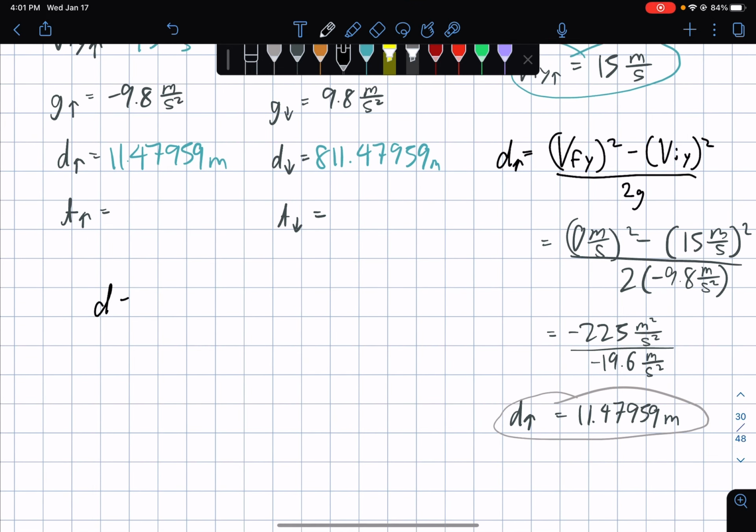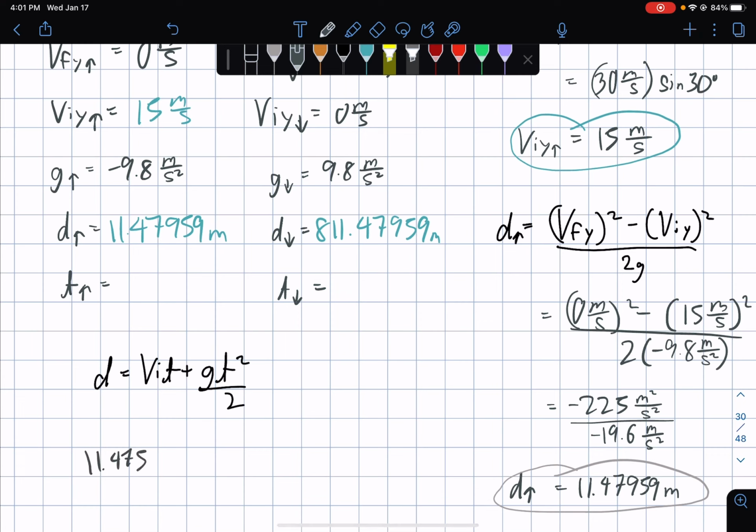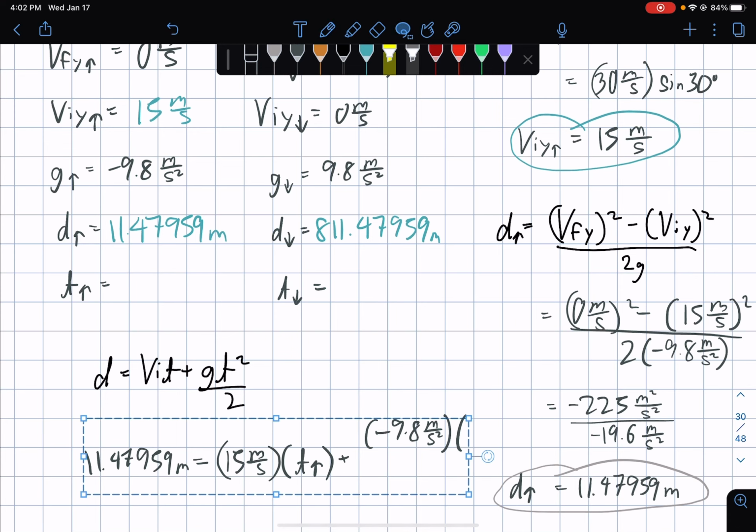So D is equal to VIT plus GT raised to 2 over 2. Let's try this formula. We know the distance. We know what VI is, 15. What is the time? That is the missing one. G is negative 9.8. What is the time again? Jeez, we need more space.